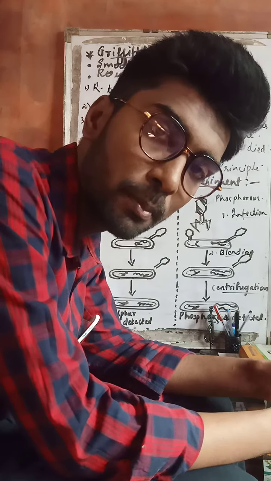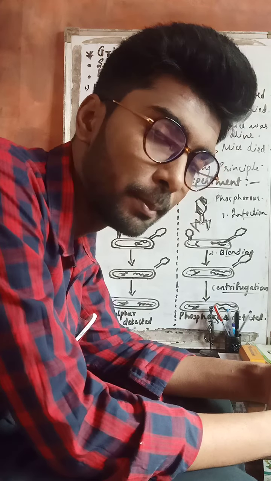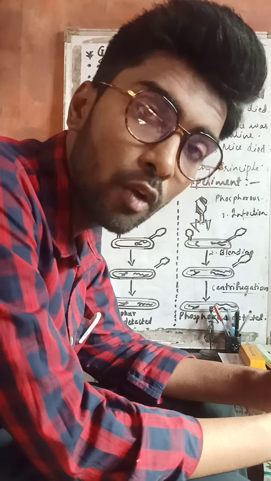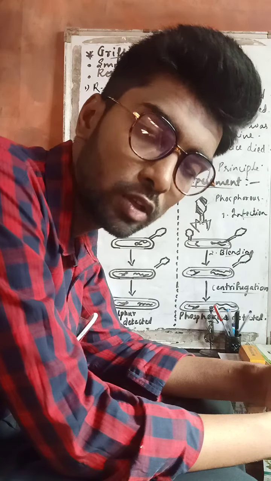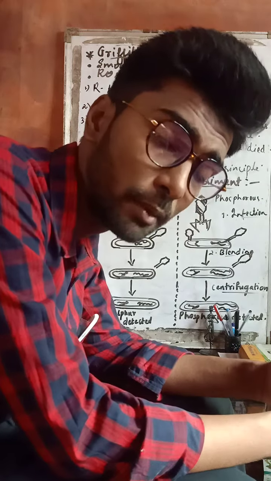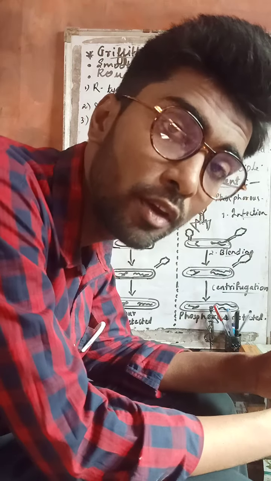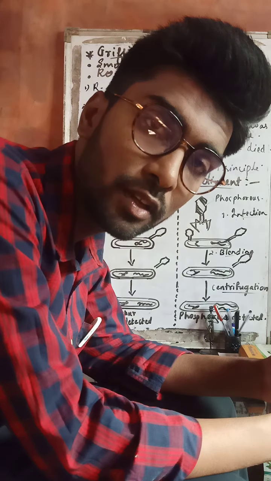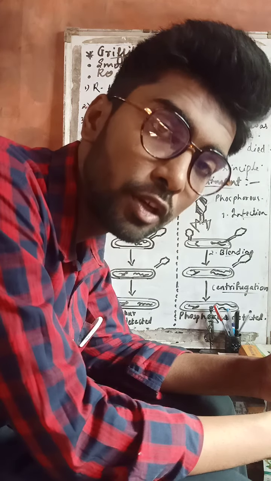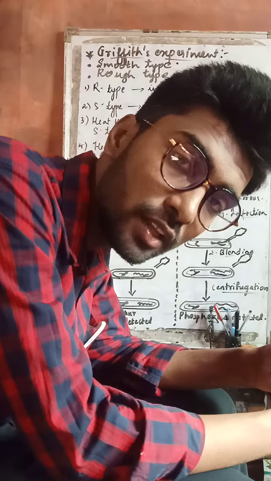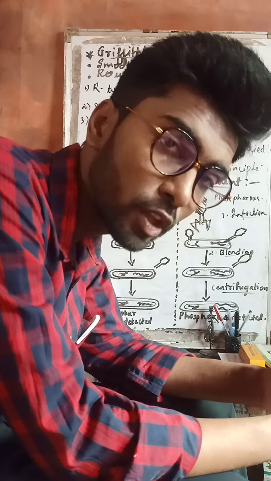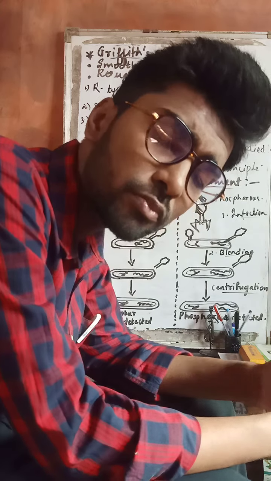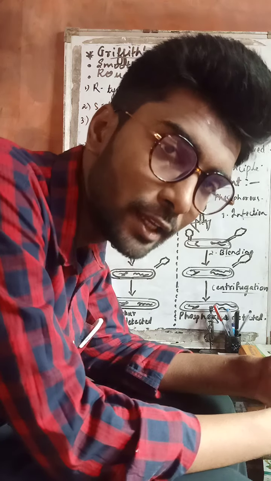So the first experiment was Griffith's experiment, right? In 1928, Frederick Griffith was the first scientist, a British scientist, who for the very first time conducted an experiment on a bacteria that causes pneumonia. And the name of the bacteria was Streptococcus pneumoniae. It is a type of bacteria that causes pneumonia. Now when he started his experiment, he experimented on mice, right?